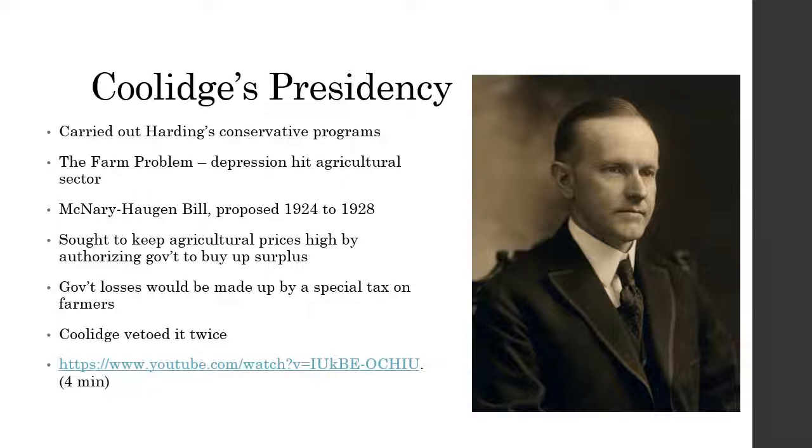Unfortunately, these policies do not work. You can't pull farming out of this pit that it's in. It's a much bigger problem than the government at the time really realizes. Just kind of raising taxes and buying up surplus will not be the solution. And farmers will be the first ones hit by the economic depression of the 30s. They're actually hit by it in the mid-1920s.